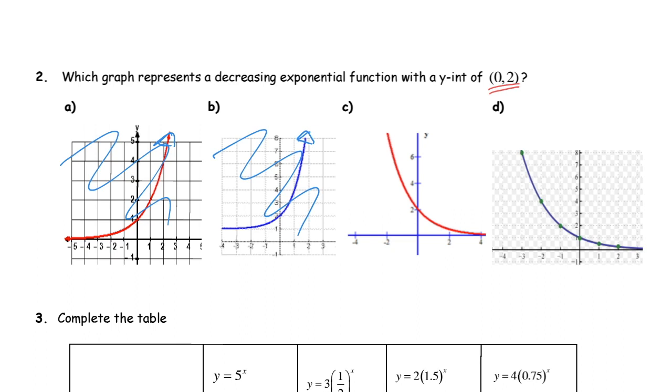But C and D are both decreasing. Okay, they're both approaching the x-axis, so that's good. So now I just have to figure out which one of these has a y-intercept of (0, 2). So here's (0, 2). That looks like the solution because over here, the point (0, 2) is not even on the graph. So it's got to be C.